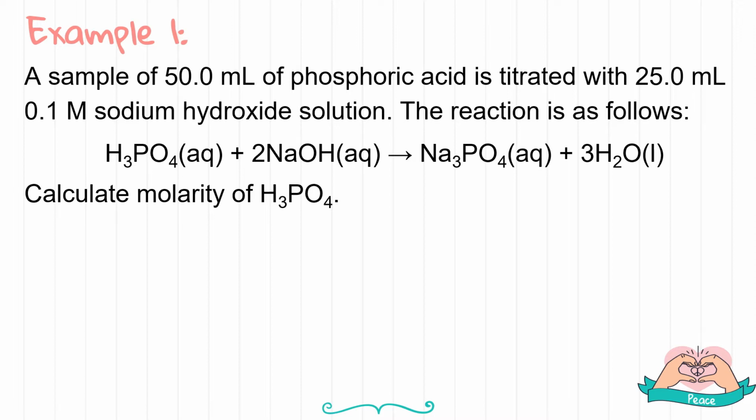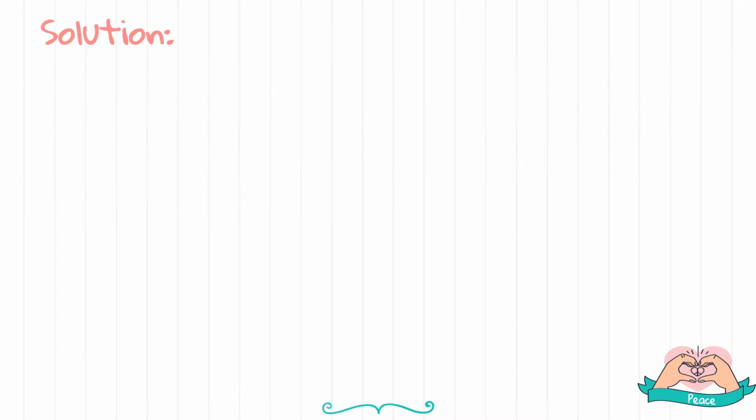So, no need to balance the equation. And then, the question is, calculate molarity of H3PO4. Okay, how to calculate? We look at the solution. First, we write the equation given: H3PO4 react with 2 NaOH produce Na3PO4 plus 3H2O.